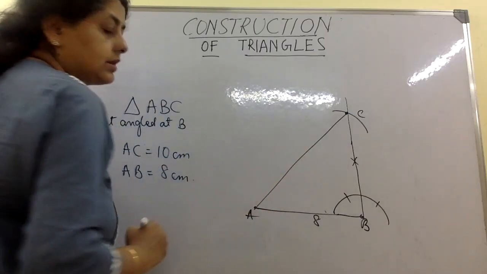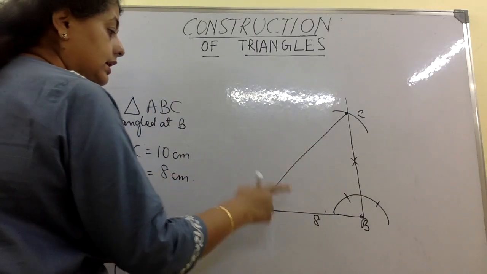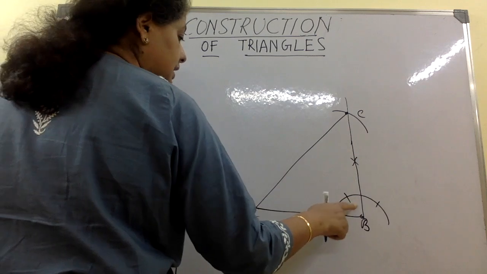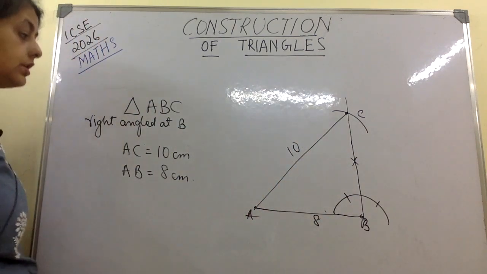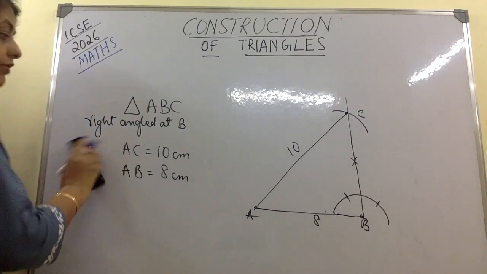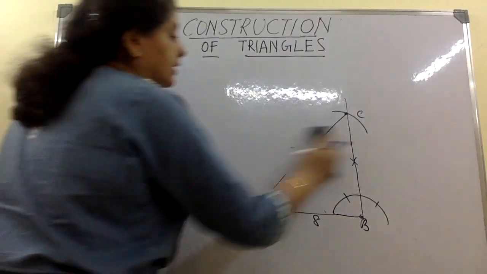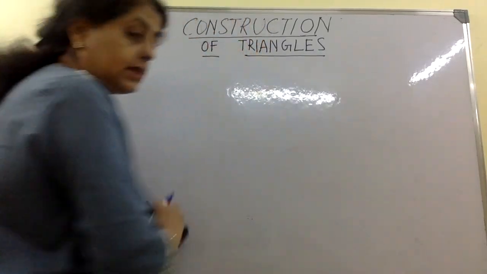Let me join this. Okay, so this is the required triangle ABC, which is right angled here, and AC is 10, AB is 8. So here I got a right angle triangle where one angle and two sides are again given. Okay, let's see what are the types.